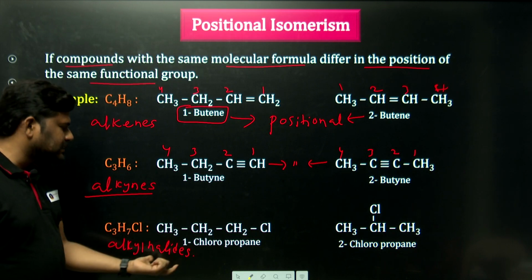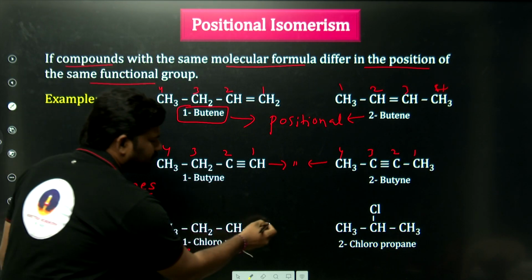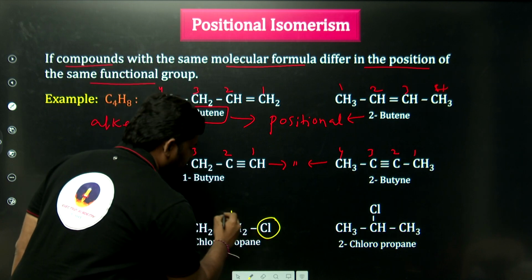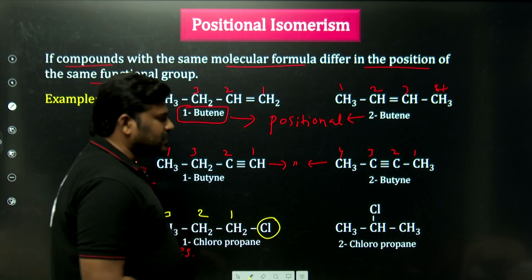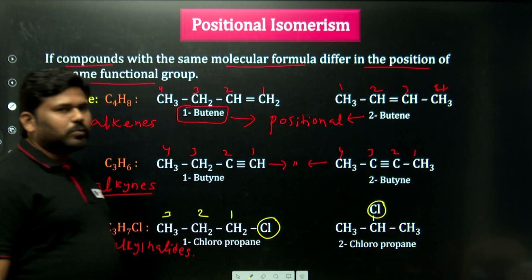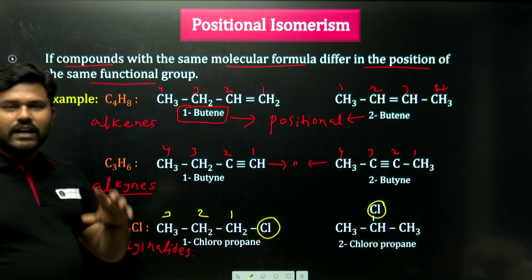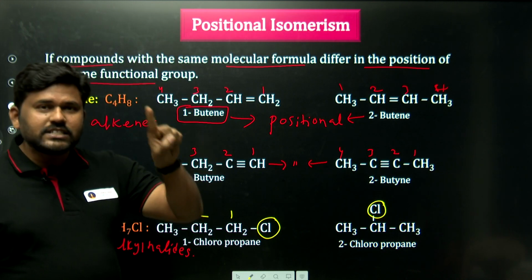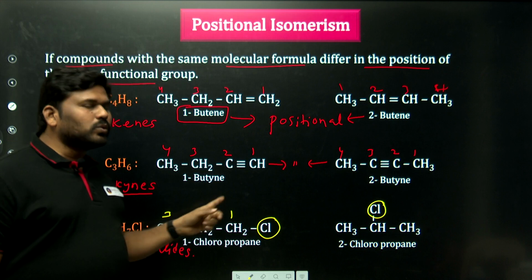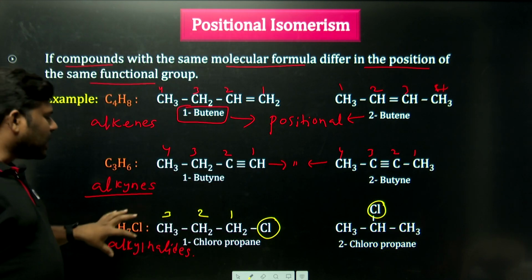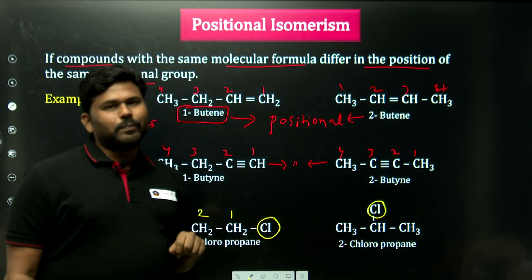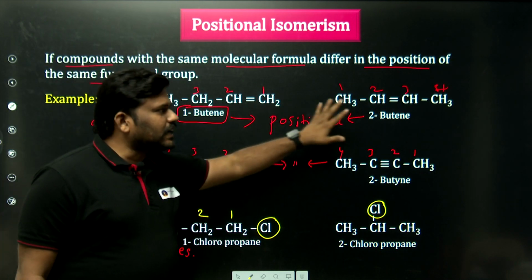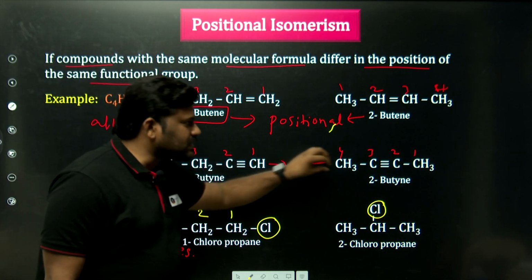Next one, alkyl halides. Here chlorine is the functional group; X could be chloride, fluoride, anything. In the first compound the chlorine is attached at the first position, but in this one at the second position: 1-chloropropane, 2-chloropropane. The position is different. Iso, neo, N terminology is used in chain isomerism; the numbering 1, 2, 3, 4 is used in positional isomerism. So 1-chloropropane and 2-chloropropane are called positional isomers. Simple: first position here, second position here.